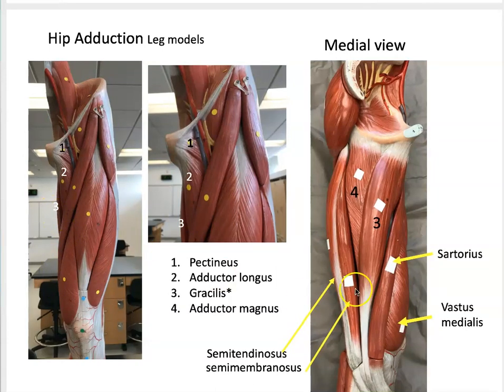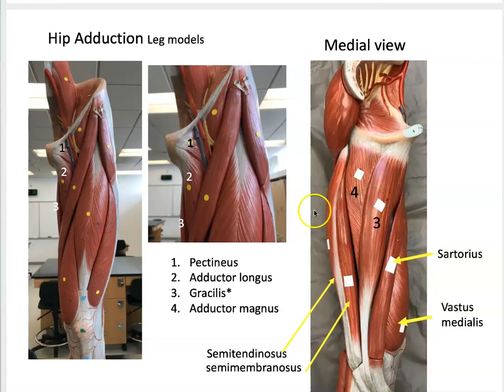Going to be close to gracilis. Here's our vastus medialis, because that's one of our quad muscles, because this is the medial aspect of our anterior leg model. And these are hamstring muscles back in here. This is semimembranosus, our deep hamstring muscle, and semitendinosus. So hopefully I didn't screw that up too much. Pectineus adductor longus. And then if we look at our medial view of our leg model, here is gracilis and adductor magnus.